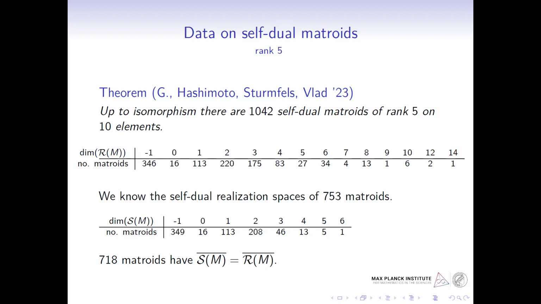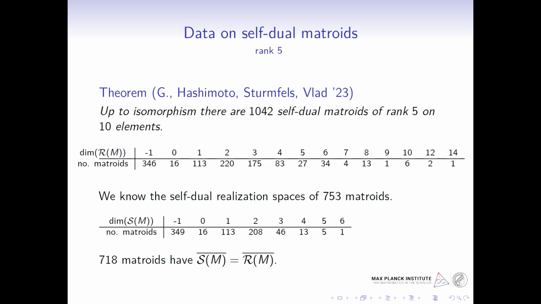You see there are 346 matroids that are not realizable. But you see there are 349 matroids that don't have a self-dual realization. That means there are at least 3 matroids that are realizable and self-dual, but cannot be realized as self-dual point configurations. This is something that we did not observe for rank 4 or smaller. We see this the first time for rank 5, and we assume that this gap will get bigger for higher ranks.